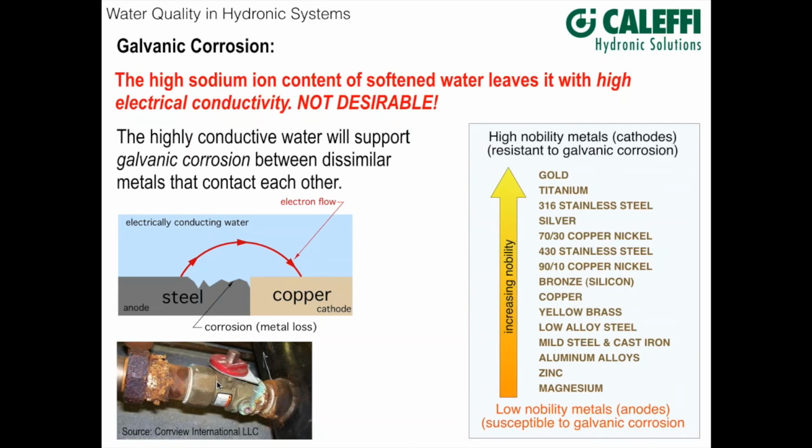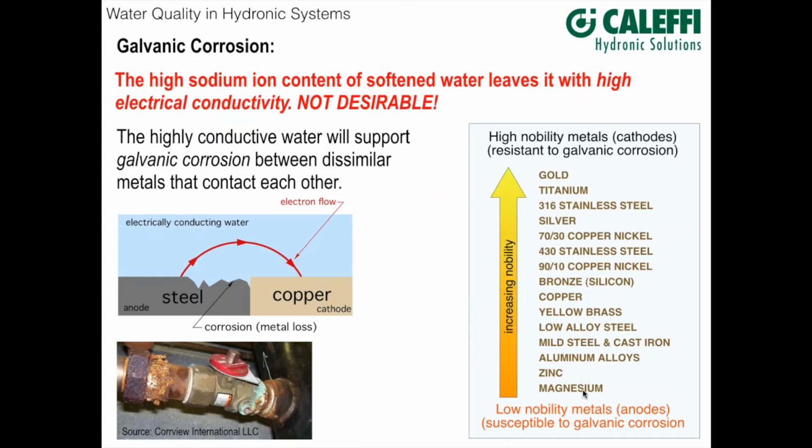Now, again, there's a table, and you can find tables like this in quite a few references that shows what's called the nobility of metals. Some metals, gold, titanium, so forth, not metals that we commonly use in the hydronic system. These are very noble metals. They're very resistant to galvanic corrosion. And down at the other end, at the bottom of this table, we have metals that are much more likely to be oxidized or corroded by a galvanic cell.